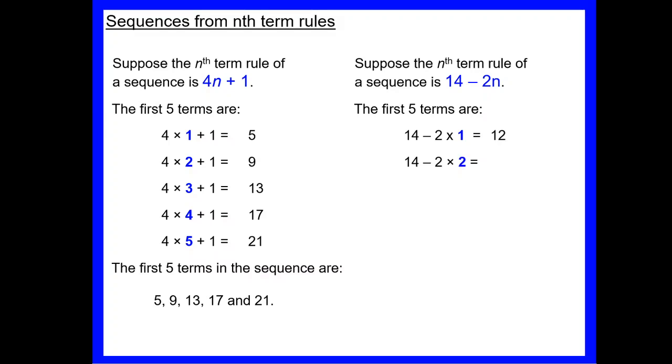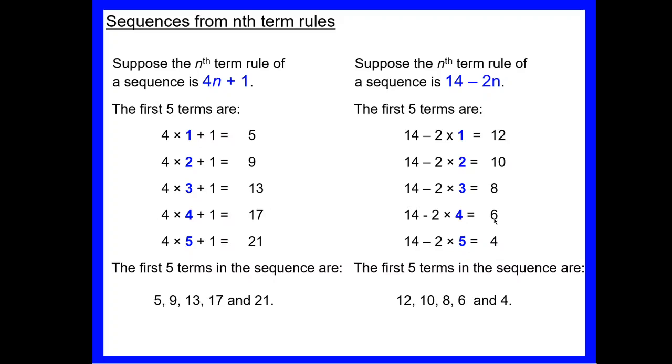We now substitute in our second position, so number 2 for the second position. Again, follow BIDMAS. 2 times 2 is 4. 14 minus 4 is 10. And we continue for our third position, our fourth position, and our fifth position. So that's our first 5 terms, and we can then write them as a list. And we have got 12, 10, 8, 6, and 4 are the first 5 numbers in that sequence.